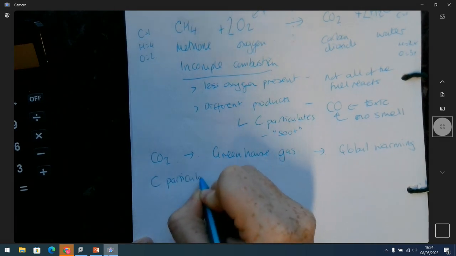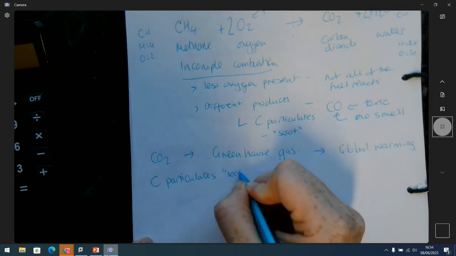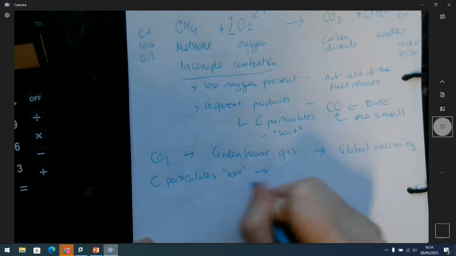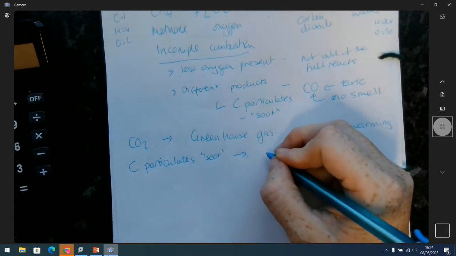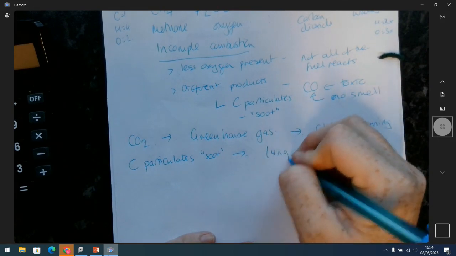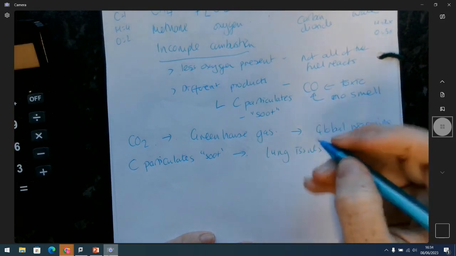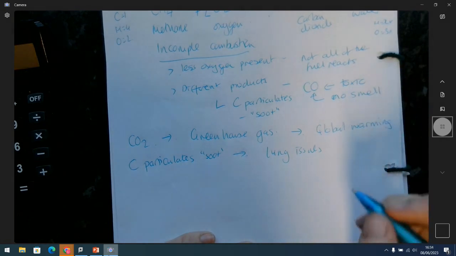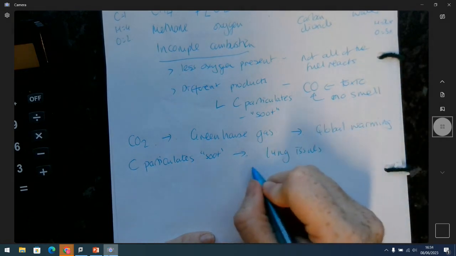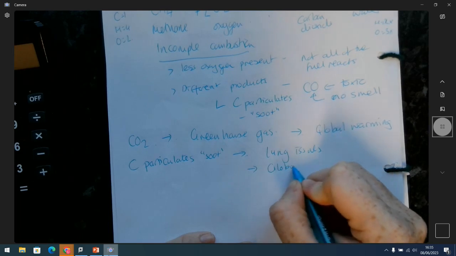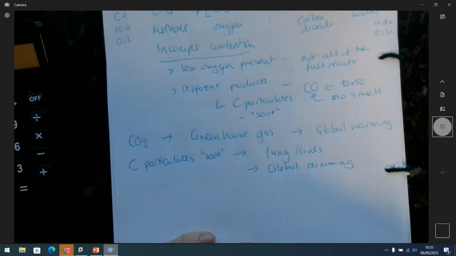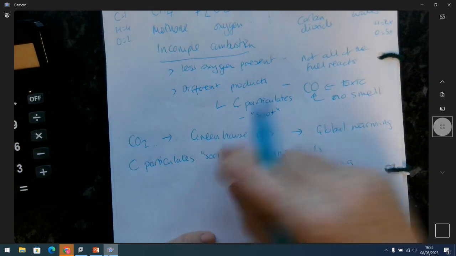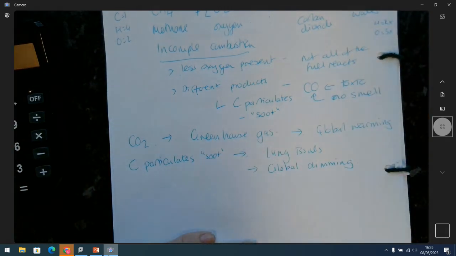We've got carbon particulates. So this is soot. So sometimes they won't say particulates, just be aware of that. They'll use the term soot, which can affect breathing, can't it? So it can cause lung issues if inhaled, respiratory problems, for example, because it can damage and get stuck in the lungs. And it can also cause global dimming. And global dimming is where we have less light reaching the surface of the earth. And that's because the particulates, the soot, stays within the air.